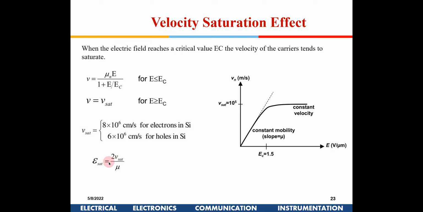So you will find that for electrons, 8 into 10 to the power of 6 centimeters per second is the maximum velocity it can attain, and for holes it is slightly lesser, 6 into 10 to the power of 6. So accordingly, the ID equations also get modified.